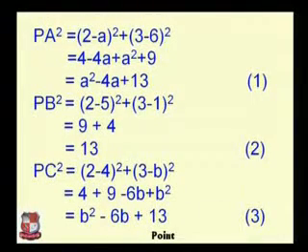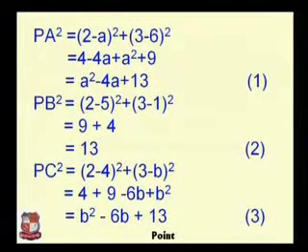Now again using the distance formula, PA square is equal to (2 minus a) whole square plus (3 minus 6) whole square. For (2 minus a) whole square, using the formula (a minus b) square equals a square minus 2ab plus b square, we get 4 minus 4a plus a square. Now (3 minus 6) whole square is equivalent to 9. So finally we have a square minus 4a plus 4 plus 9, 13. Call this equation number 1.